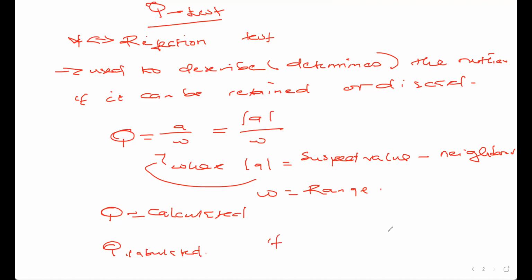So if the Q calculated that you have found is greater than the Q tabulated, then that suspect value must be discarded.